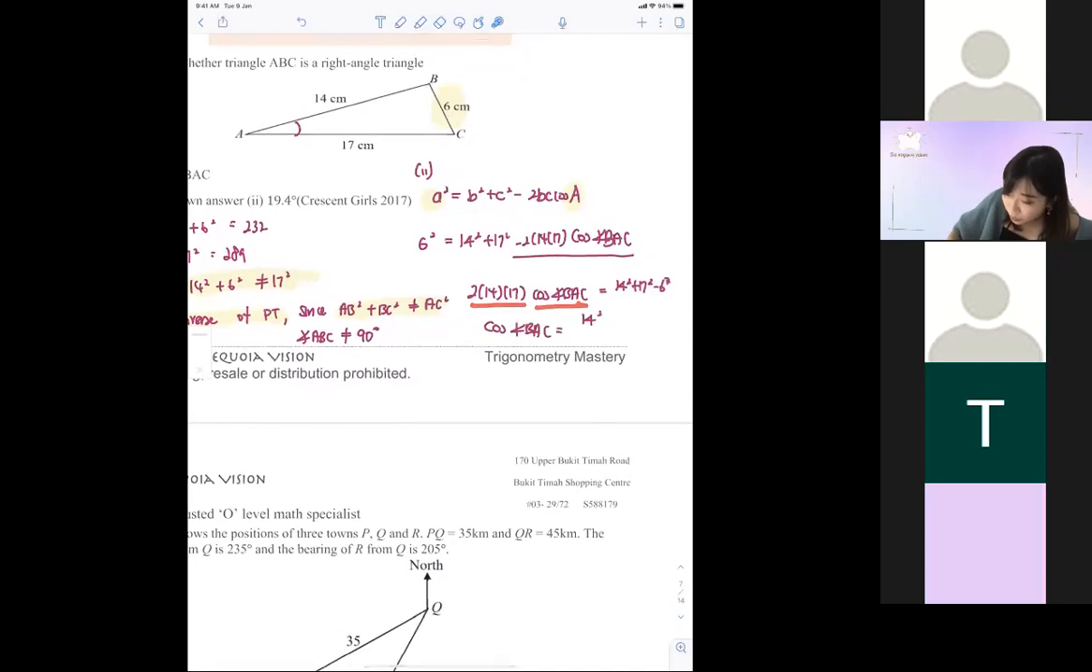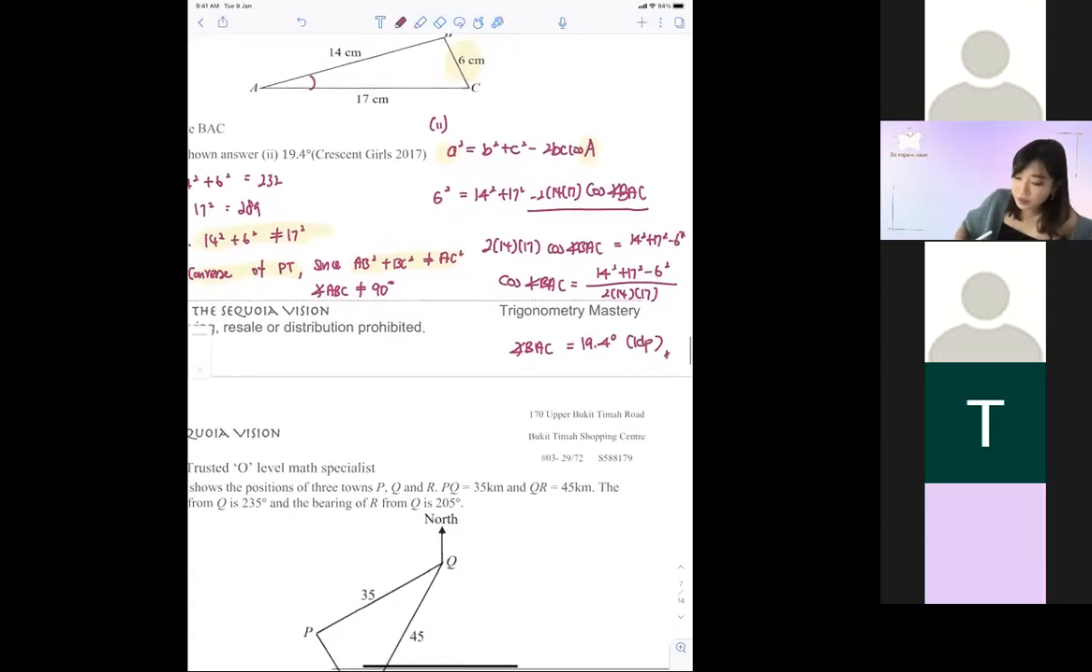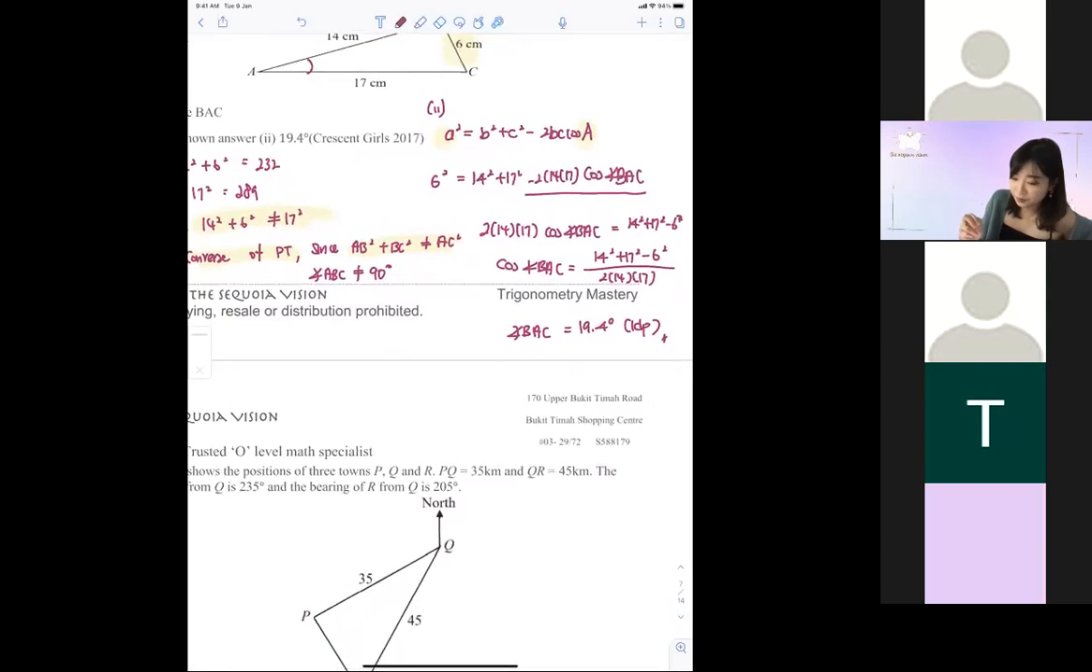This is times, bring over, divide. Last step, cosine, bring over, cosine inverse of this whole thing, you will get. So just one by one you shift. As long as you shift correctly, you will get the correct answer.